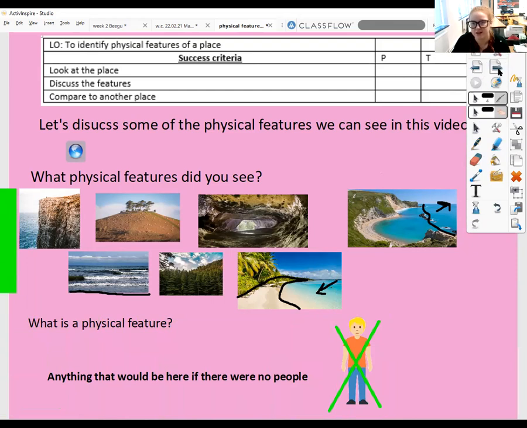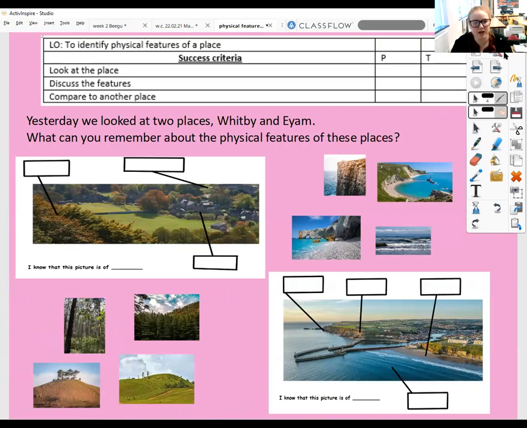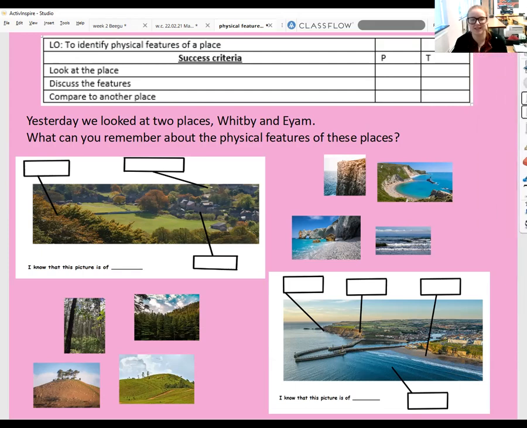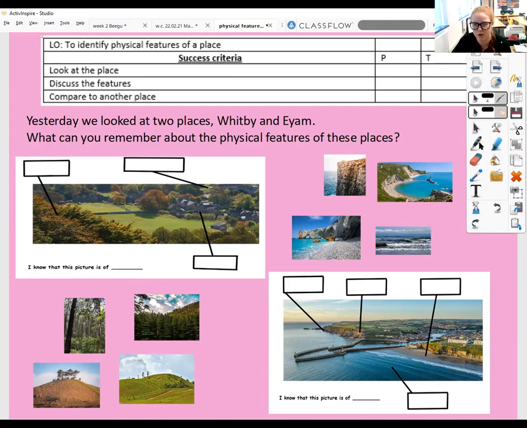Fantastic, okay. So last week we looked at two places. They were Whitby and Eyam. What can you remember about the physical features of these two places? Just take a minute and have a little think. I've got some pictures here, a picture here and a picture here. Which is Eyam and which is Whitby?